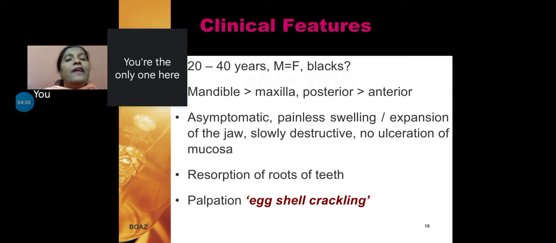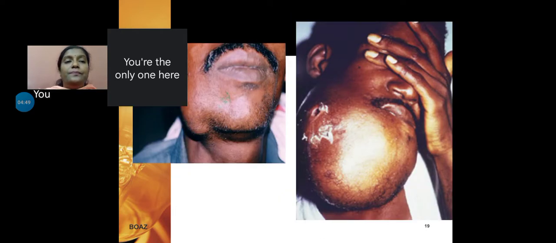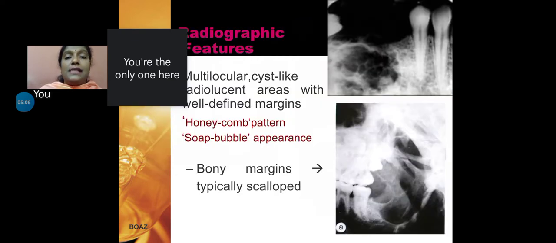As for palpatory findings, because this lesion is unicentric as in the definition, it tends to involve both cortical plates equally. There is thinning of the cortical plates that gives rise to crepitus, or the egg-crackling feeling on palpation. So here we have an ameloblastoma in the posterior part of the mandible, and a huge lesion. Here we can see that the surface is intact, and here we can see ulcerations. This is a very aggressive granular cell ameloblastoma that I'm showing you right now.